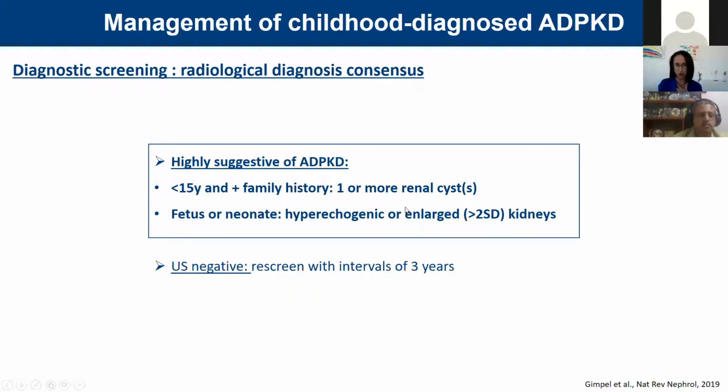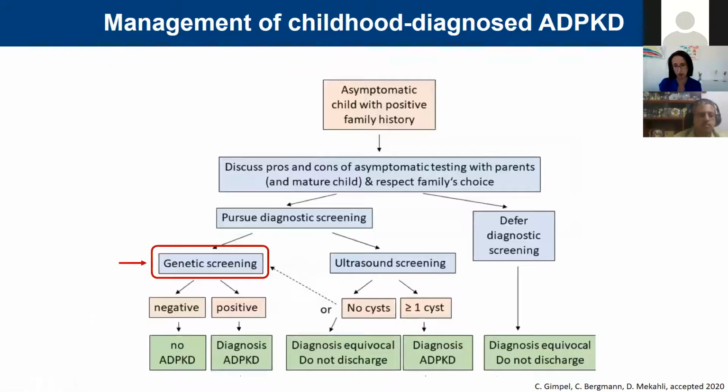The question also arose: if you have a negative ultrasound, how frequently should we repeat it? And here we just said 3 years, but it was really an expert opinion, not based on any study. So if you don't have the genetics, you need to look with the family and with your clinic at how you're going to manage this.